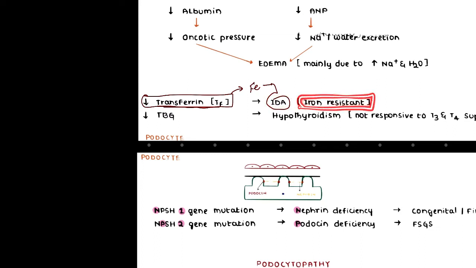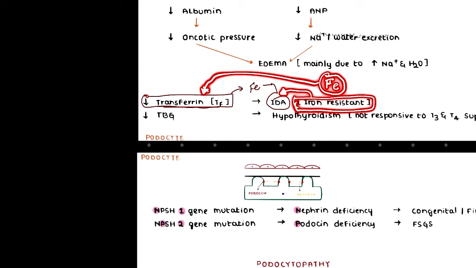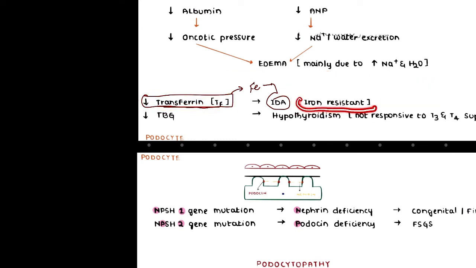That means when we provide something to treat this iron deficiency anemia, the patient will not be cured, because even though we are providing iron externally, the carrier of this iron is itself in low amount. So it doesn't matter how much iron we supply, because it is iron resistant, since the carrier is itself in low amount.